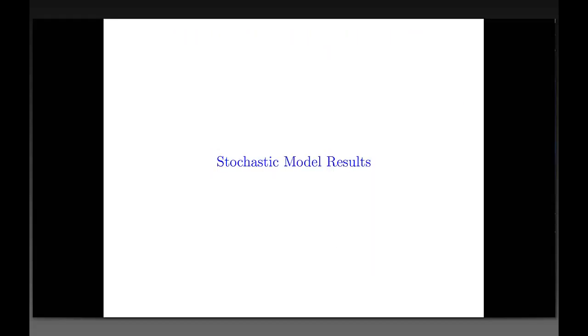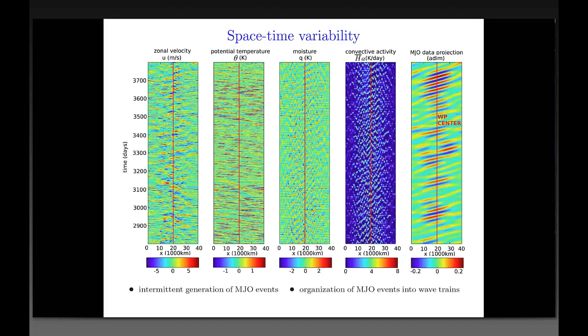Okay, so now with this stochastic parameterization, the model results now look like this. These first four are raw data from the model. This is the zonal velocity at the equator and the potential temperature, the moisture, and the convective activity.